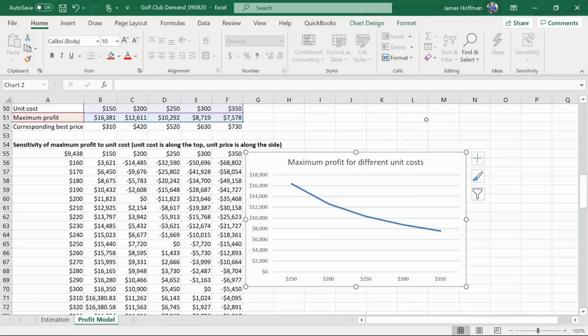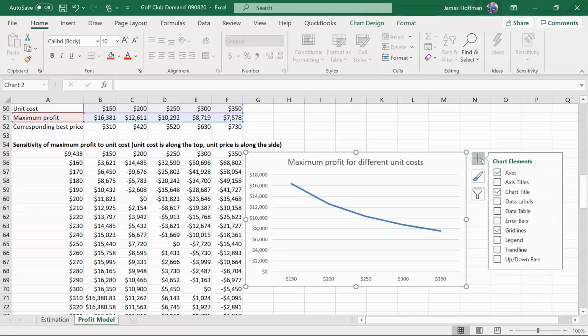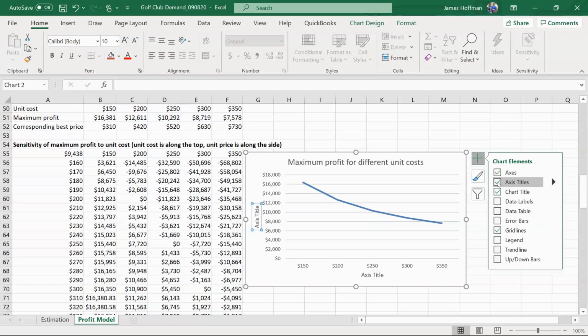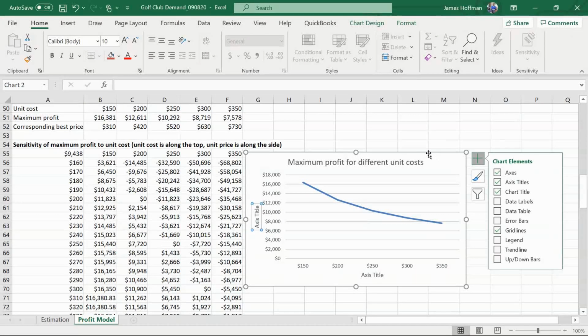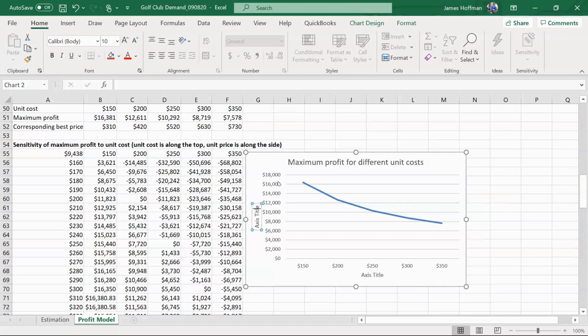Okay, so if you want, you can select the chart, select the plus sign for the chart elements, and then choose axis titles, like we did before, and label this too. Okay, so the y-axis is maximum profit. And this is unit cost.